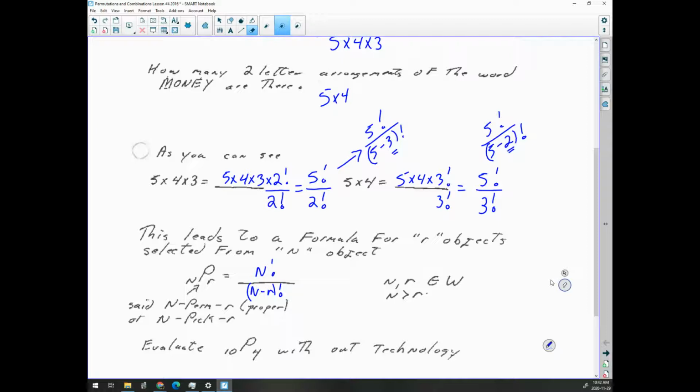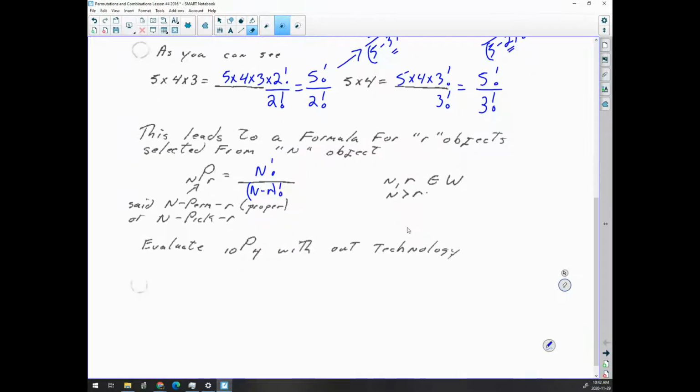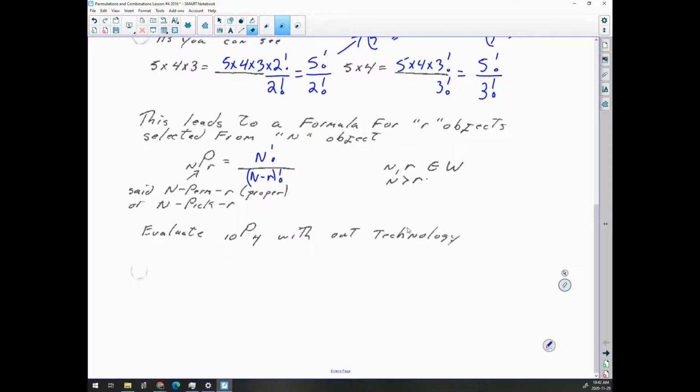Now, a couple of ways that I say this. The proper way to say this is n perm r, and then I say n pick r, because I've always associated pick with arranging objects. I know, strange, but it does work out. This notation is given to you on your formula sheet, and we will work with it. n and r must be whole numbers, because otherwise we could not do factorial. Our definition of factorial only works for whole numbers.